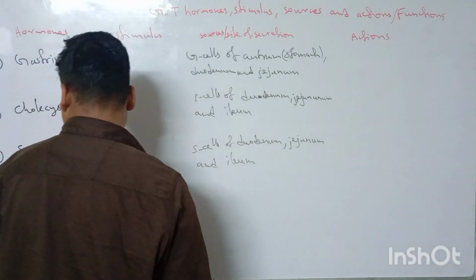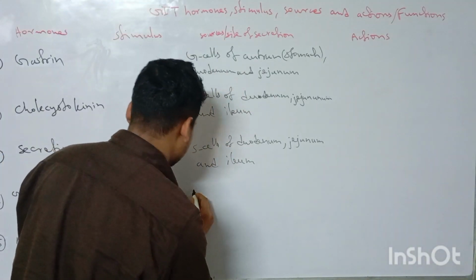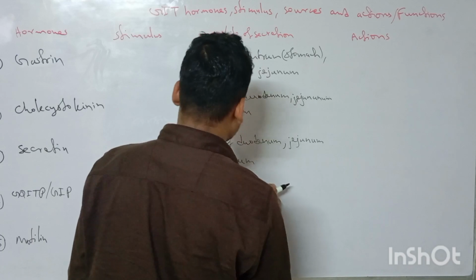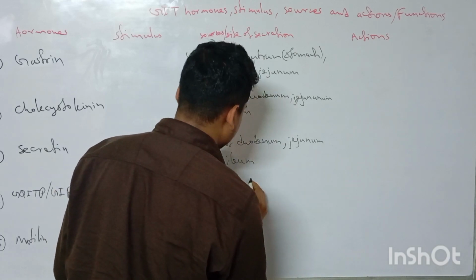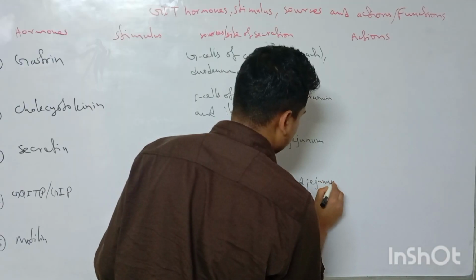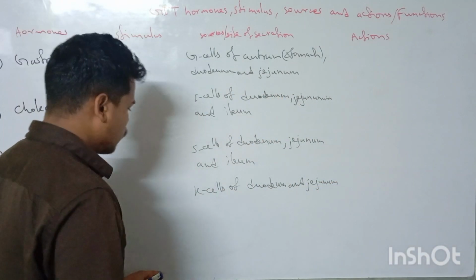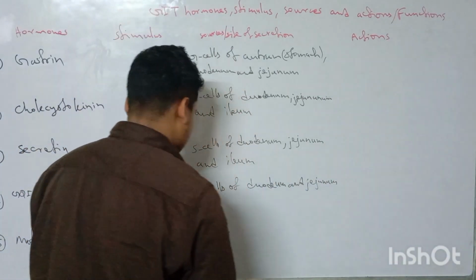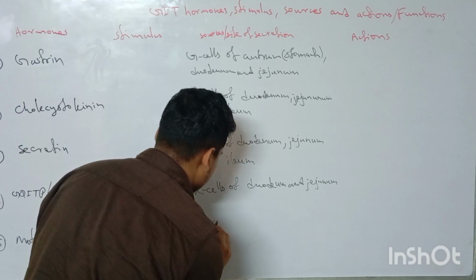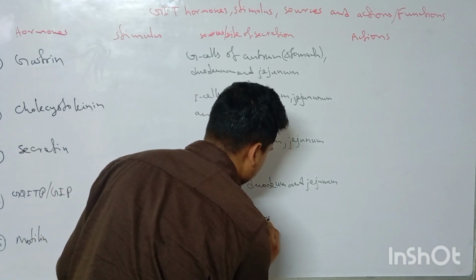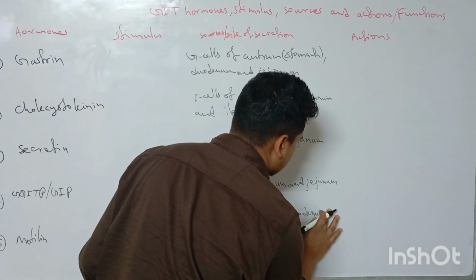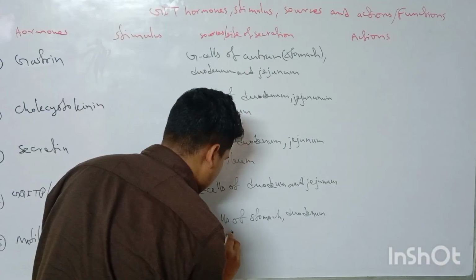Then here is the gastric inhibitory peptide. It will be secreted from the K cells of duodenum, upper part of the small intestine, that is duodenum and jejunum. Last one is the motilin, a very important hormone. I will mention about it, which is a very important MCQ and viva question. Motilin is secreted from the M cells of stomach and upper small intestine, like duodenum and jejunum.